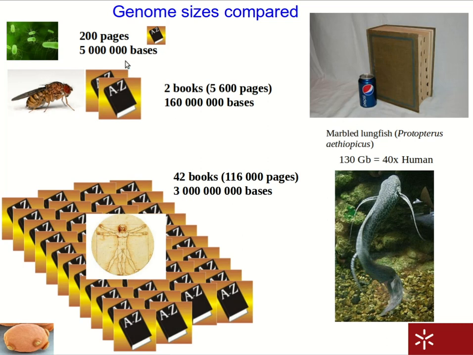As a comparison, we might need 200 pages for E. coli, which is an important laboratory organism. We need 2 of these books for Drosophila, the fruit fly, which is an important model organism. And in order to write the genome of this organism here, the marbled lungfish, Protopterus aethiopicus, we might need 40 times as many books as for the human genome. Just to say that we're not on top of the evolutionary tree, at least not in this respect.